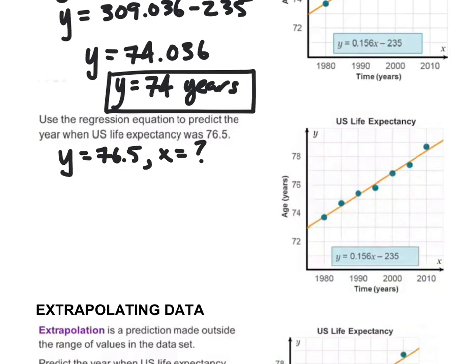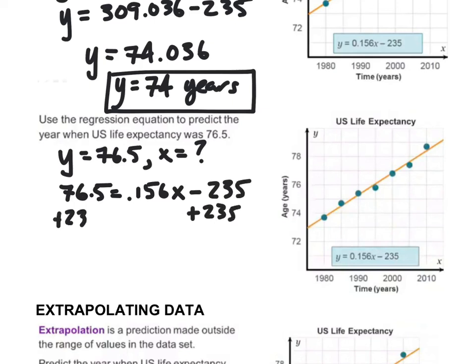And we want to figure out what the x value is. So I'm going to use my equation down here and plug in my value. So I've got 76.5 is equal to 0.156x minus 235. So let me add 235 to both sides. Those are going to cancel out. So I've got 76.5 plus 235, and that's going to give me 311.5.